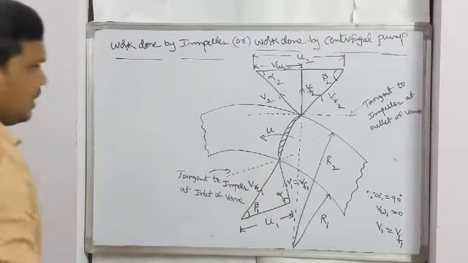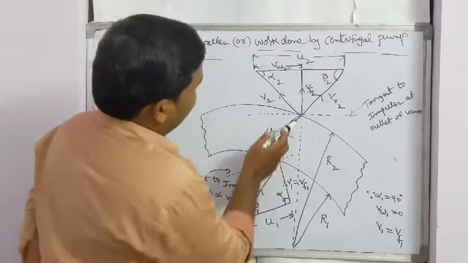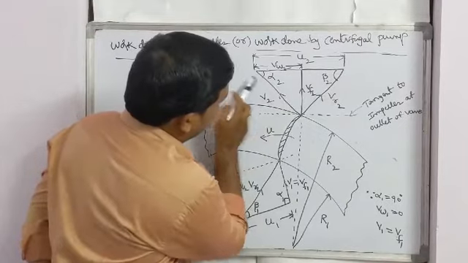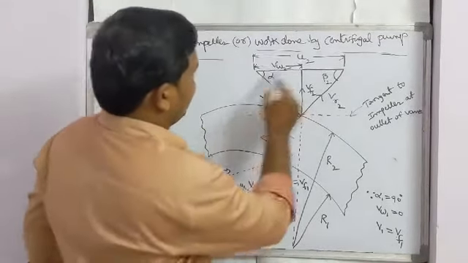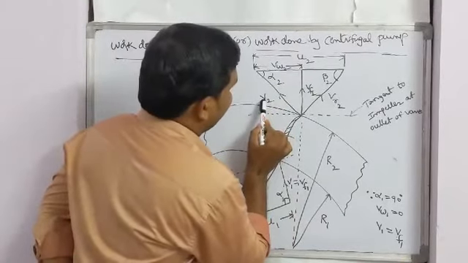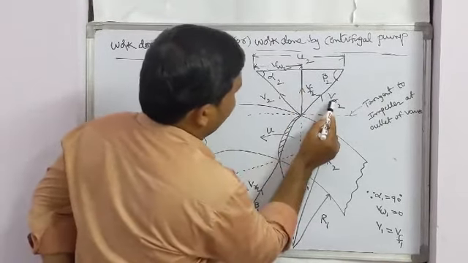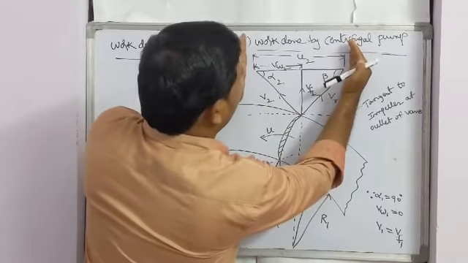So the water has entered, and then in the outlet velocity triangle, the water will be leaving with absolute velocity V2 in the left side direction, and VR2 should be in the right side direction. So this is the total triangle. When V2 and VR2 are there, the blade velocity is U2. Whenever VR2 and V2 are there, the total length will be U2.